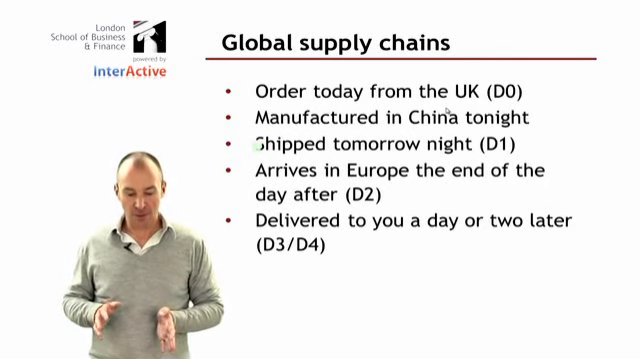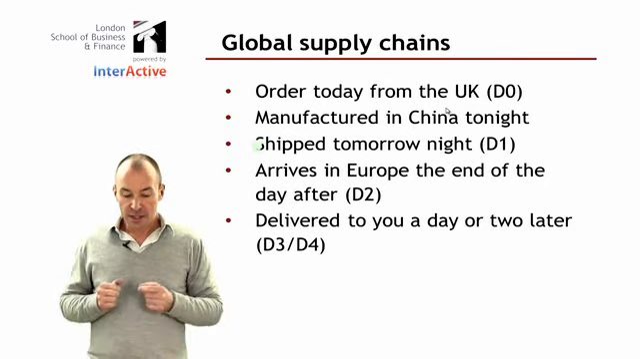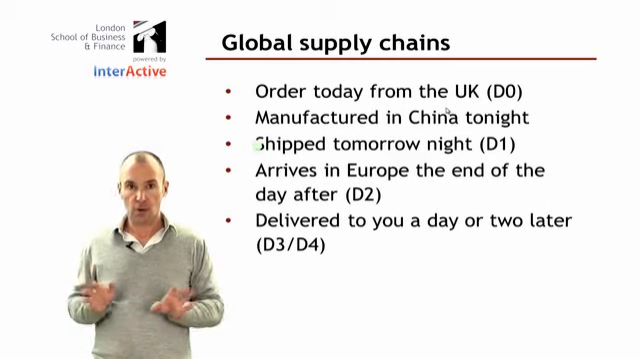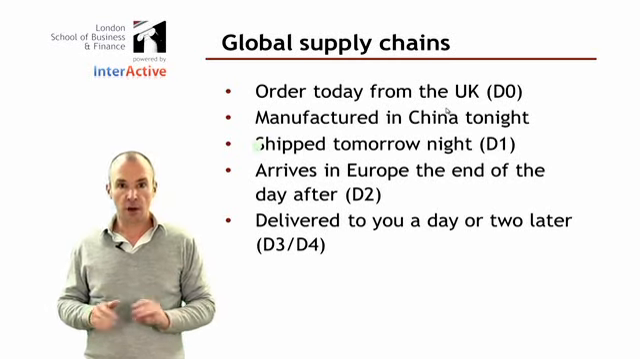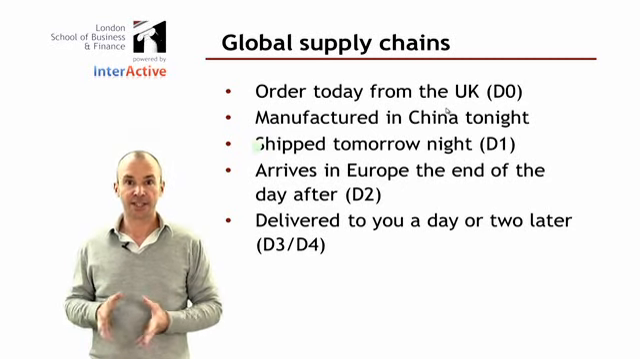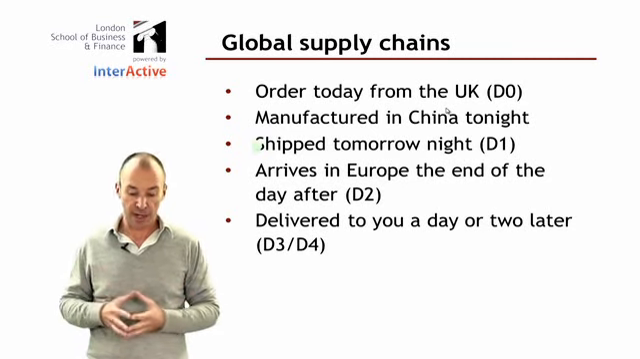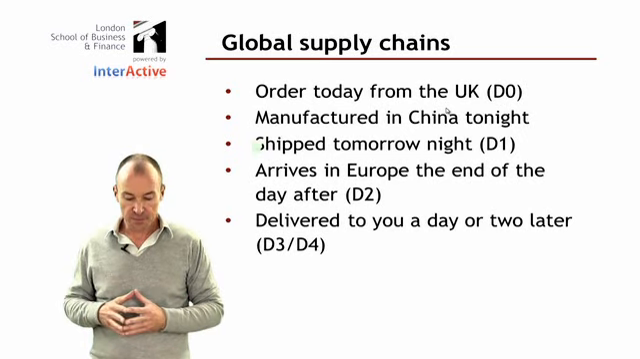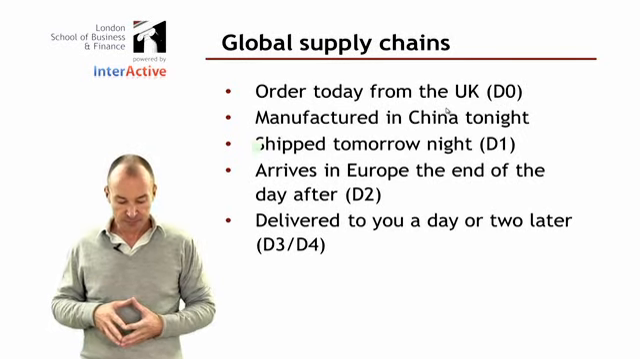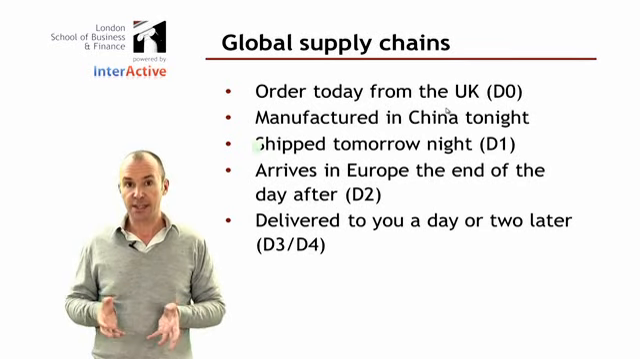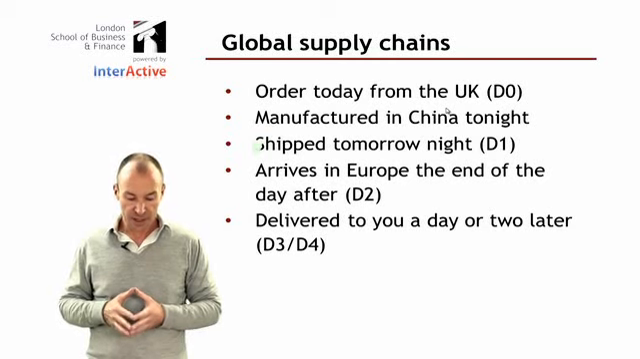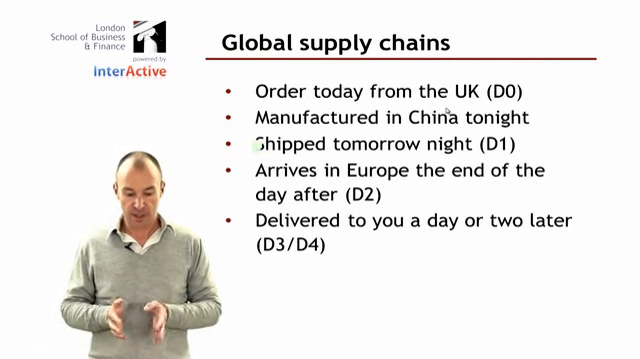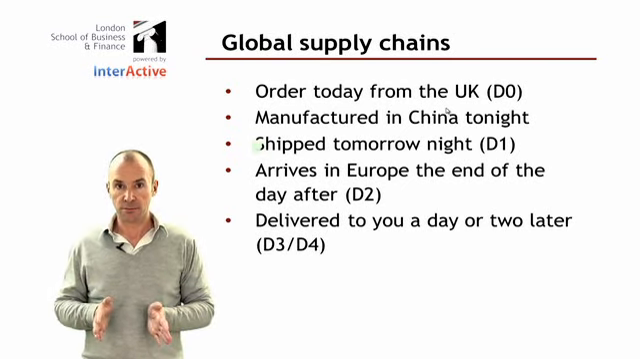As well as the internet being global, supply chains are increasingly global. The example I give you on this slide is very typical of what we now see in the high-tech world. We can make an order today in the UK over the internet for a product that actually doesn't yet exist. That product is going to be perhaps manufactured in China tonight, shipped tomorrow night, arriving in Europe the day after, and then delivered to you a day or two later, which is going to mean 3 or 4 business days from the time that you ordered it. And remember, this product doesn't exist yet. This couldn't have been done 20 years ago.